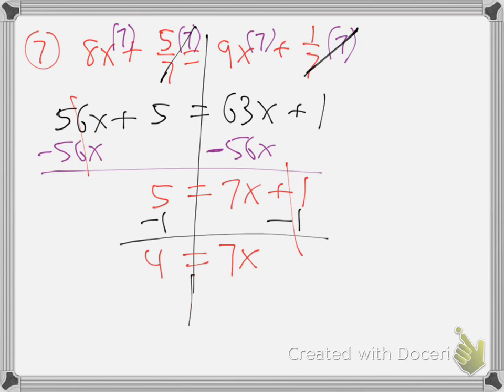Last step is always, on every one of these, to divide by exactly what's next to x. So what's next to x? 7. We do to one side, do the other. Boom, there it is. x equals 4/7. Is that good? Getting the hang of these fractions a little better?